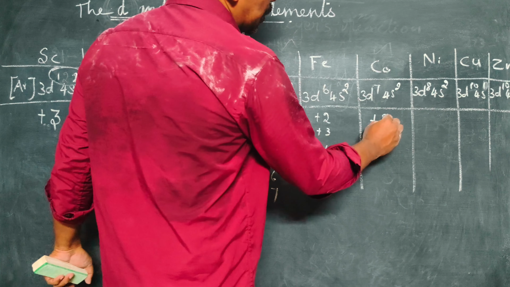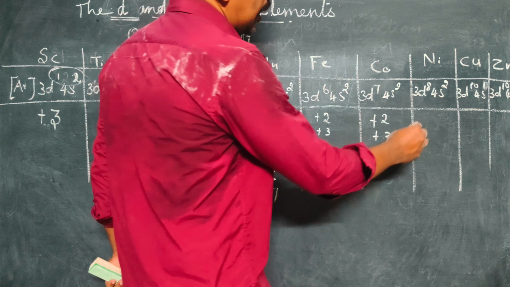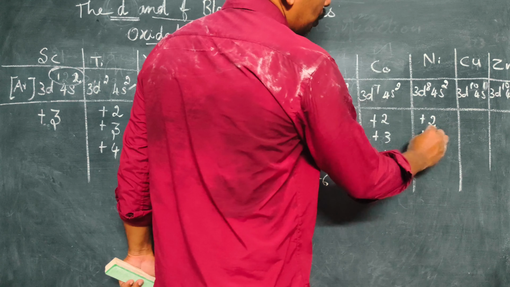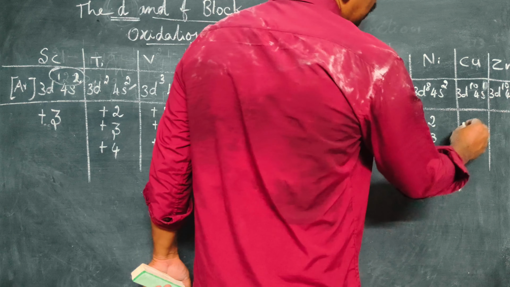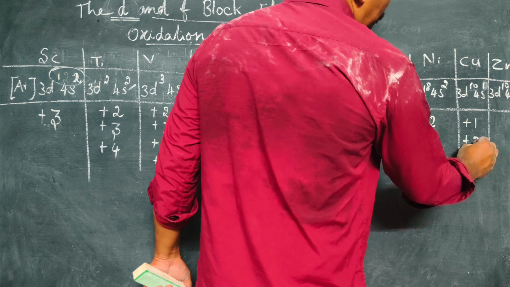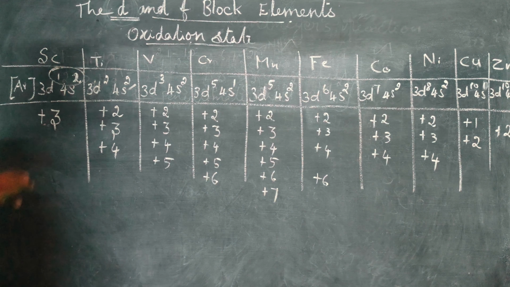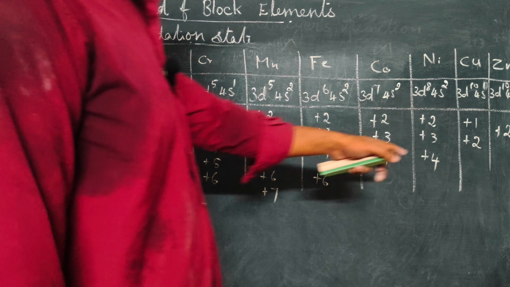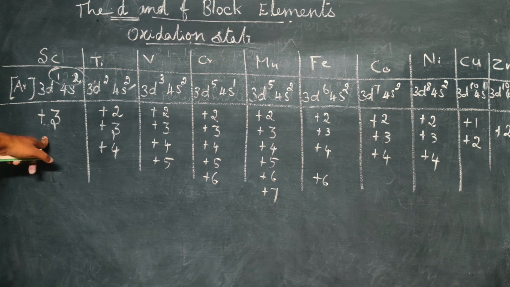Cobalt shows +2, +3 and +4. Nickel shows +2, +3 and +4. Copper shows +1 and +2. Zinc shows +2. The first element, scandium, and the last element, zinc, have only one valency: scandium +3, zinc +2.